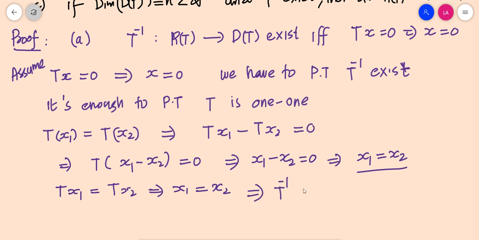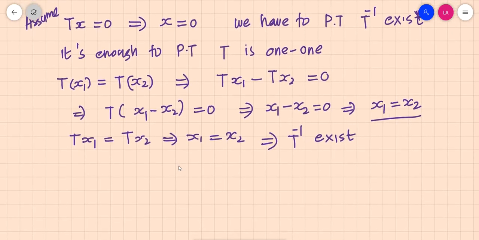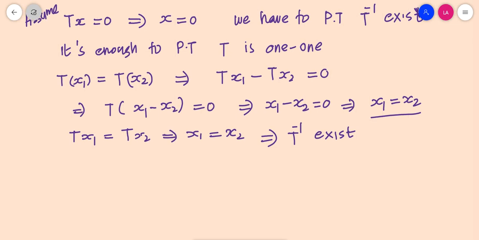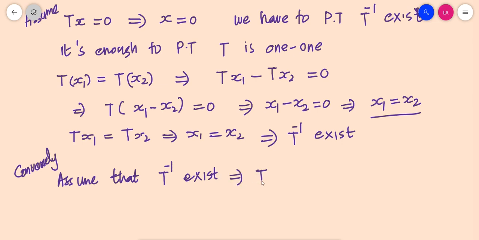So T(x) = 0 implies x = 0 further clarifies that T inverse exists. Now conversely, we have to assume that T inverse exists, and we have to prove that T(x) = 0 implies x = 0. So conversely, assume that T inverse exists. T inverse exists means actually T is one-one.